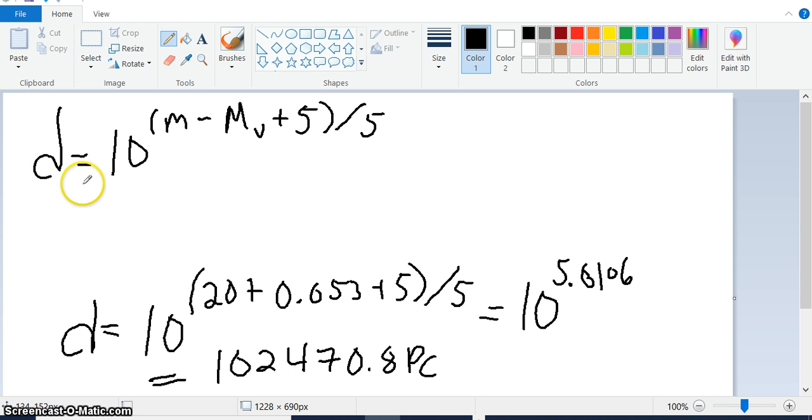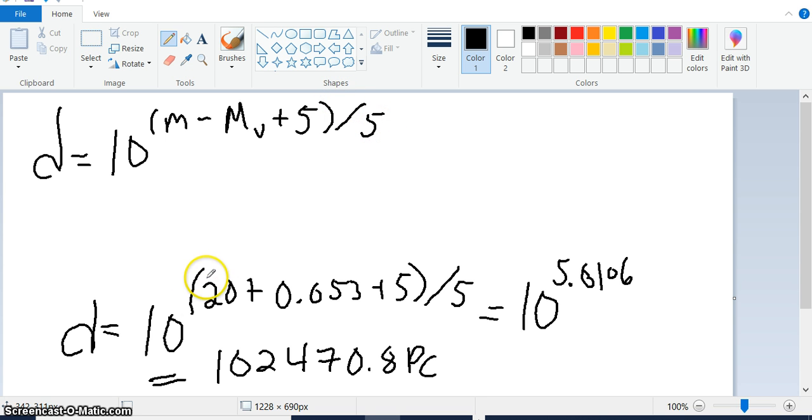All right, so we're finishing this up. This is number 1B. So we're going to turn to this equation, of course. This is what we started with. The distance in parsecs is equal to 10 to the power of the quantity, in parentheses, the apparent magnitude minus the absolute magnitude plus 5, and the whole thing divided by 5.